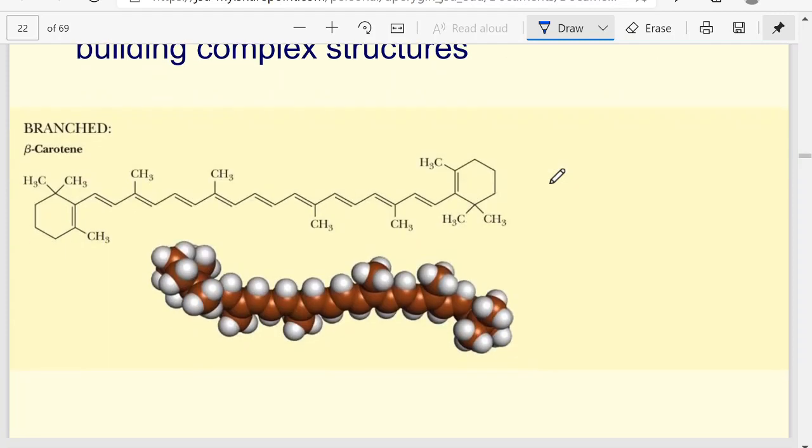Here we have a branched molecule that has several moieties in it. Here we have beta-carotene that has some branched moieties coming off of the main long chain. The chain has conjugated alternating single and double bonds. And so we have these rings at either end. So this is an example of several different moieties in beta-carotene.